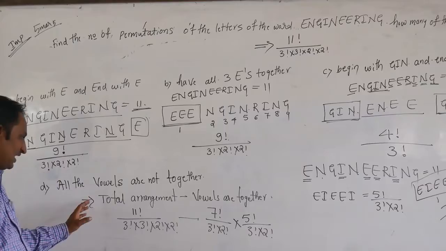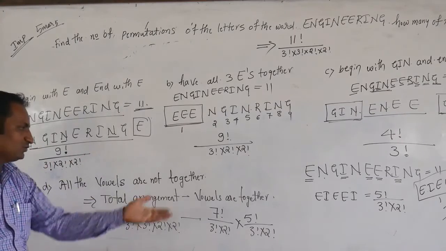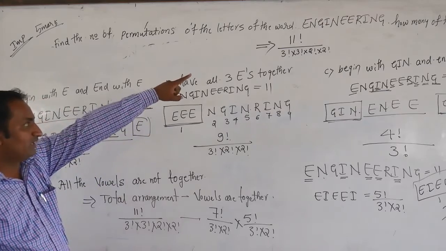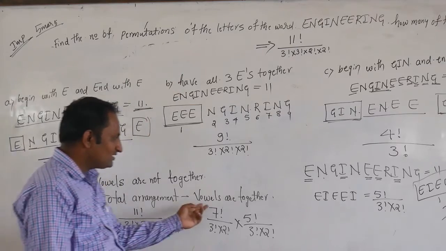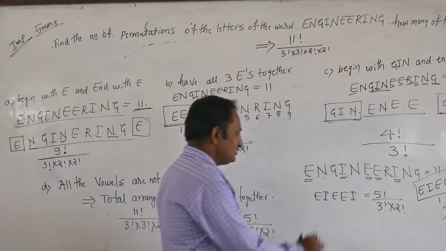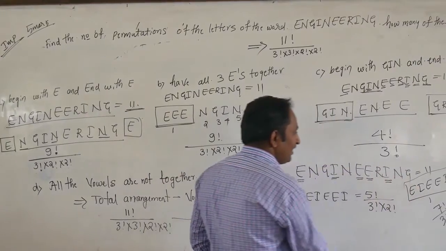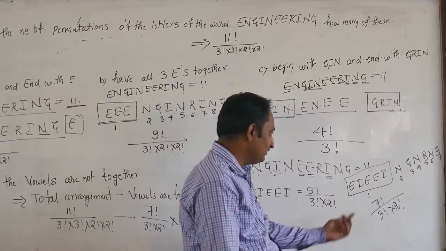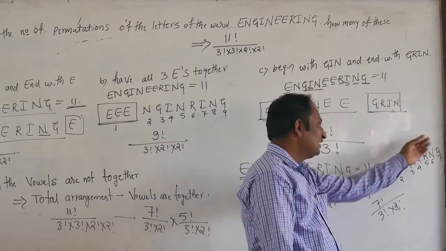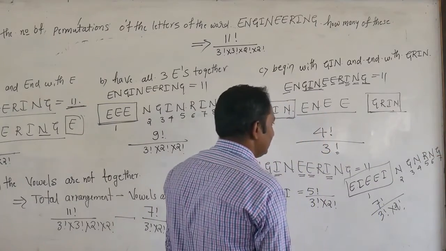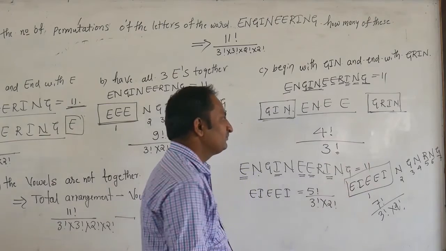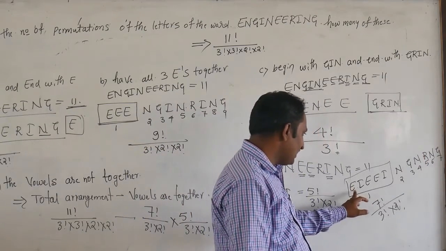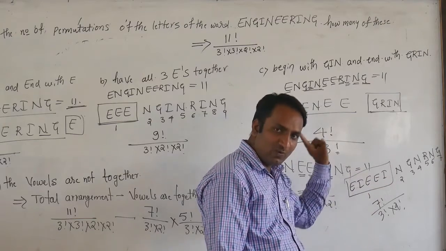Last, very important one: all the vowels are not together. It means total arrangement minus vowels together. Total arrangement we take first, and then vowels together. Consider engineering: 11 letters are there. Out of 11, 5 are vowels. The remaining 6 letters are consonants. Taking the vowels as 1 letter.